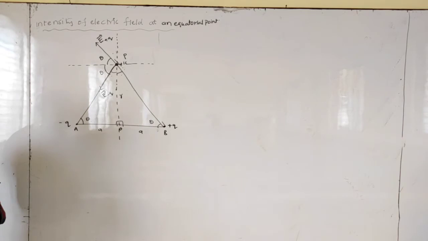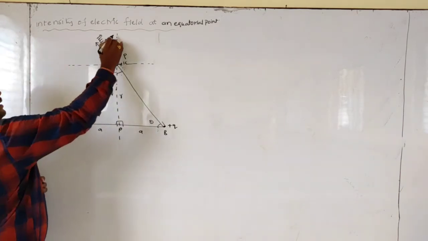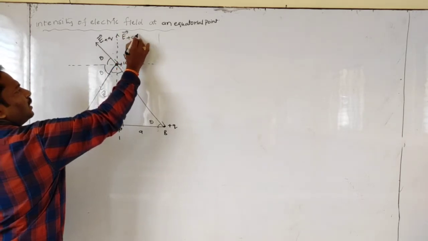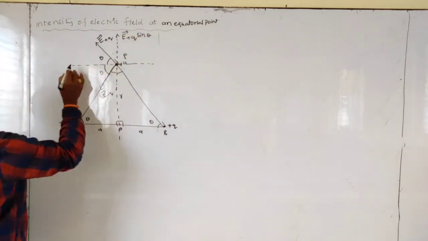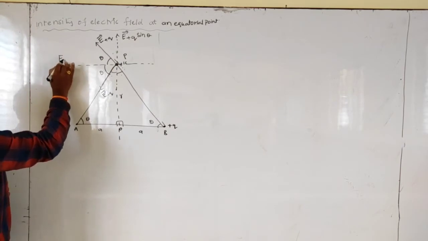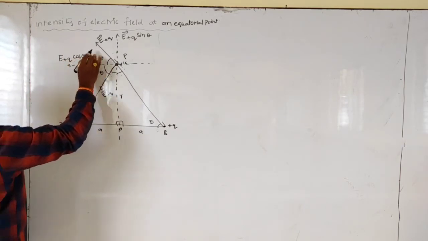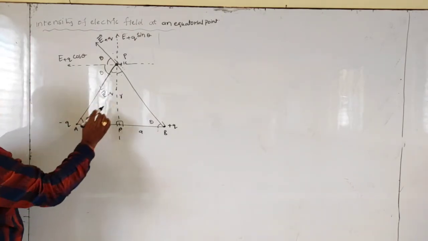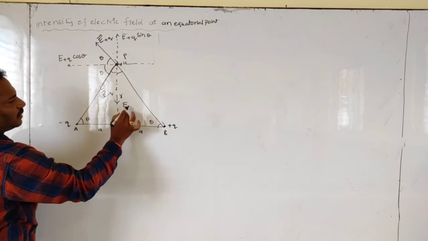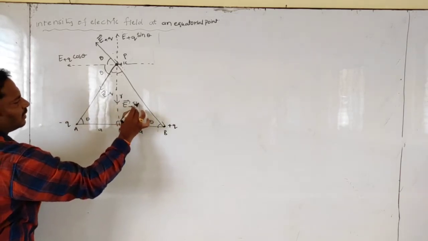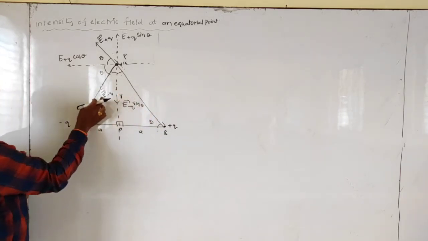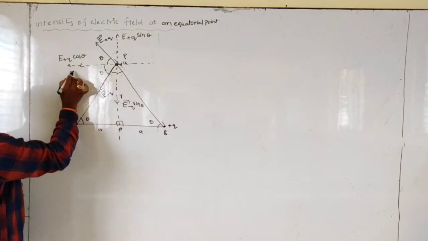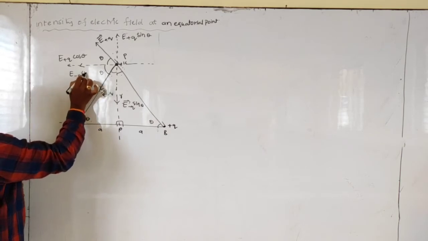Now it resolves into two components. In this direction E plus q sin theta, and in this direction E plus q cos theta. This also we resolve into two components. In this direction E minus q sin theta, because E makes an angle theta with the x-axis, and in this direction E minus q cos theta.